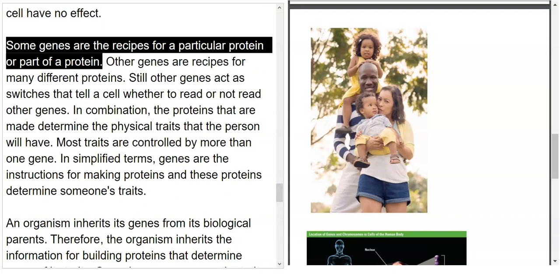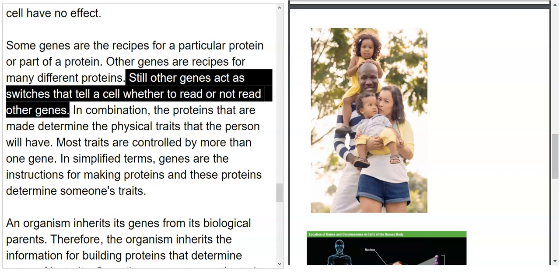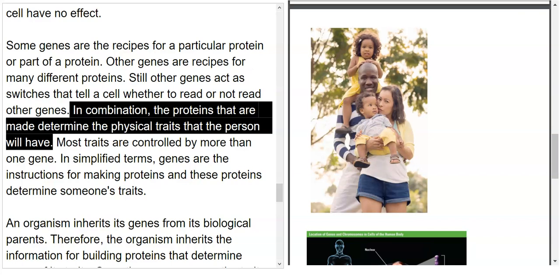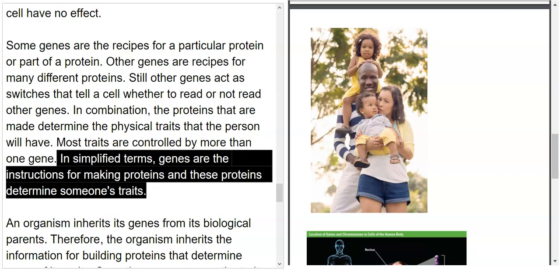Some genes are the recipes for a particular protein or part of a protein. Other genes are recipes for many different proteins. Still other genes act as switches that tell a cell whether to read or not to read other genes. In combination, the proteins that are made determine the physical traits that the person will have. Most traits are controlled by more than one gene. In simplified terms, genes are the instructions for making proteins, and these proteins determine someone's trait.